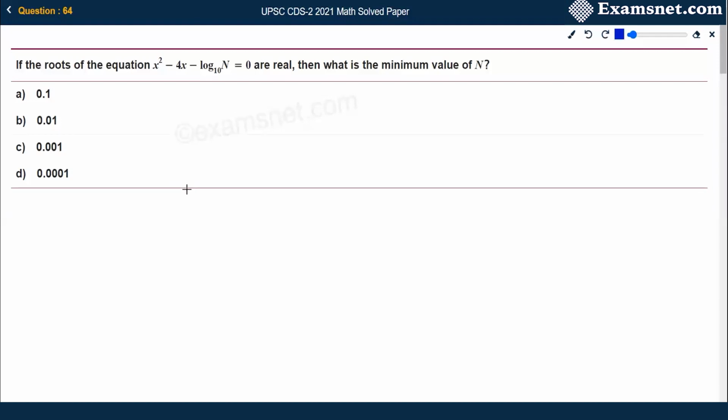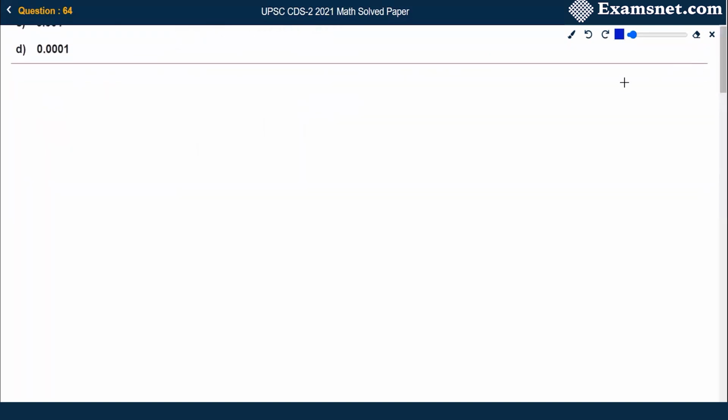In question number 64, we are given that if the roots of the equation x squared minus 4x minus log n to the base 10 equals 0 are real, then what is the minimum value of n? So let me tell you, what is the general form of a quadratic equation? We know that the general form is ax squared plus bx plus c equals 0. Now how can we check the nature of the roots? We will first find the discriminant, that is D equals b squared minus 4ac.